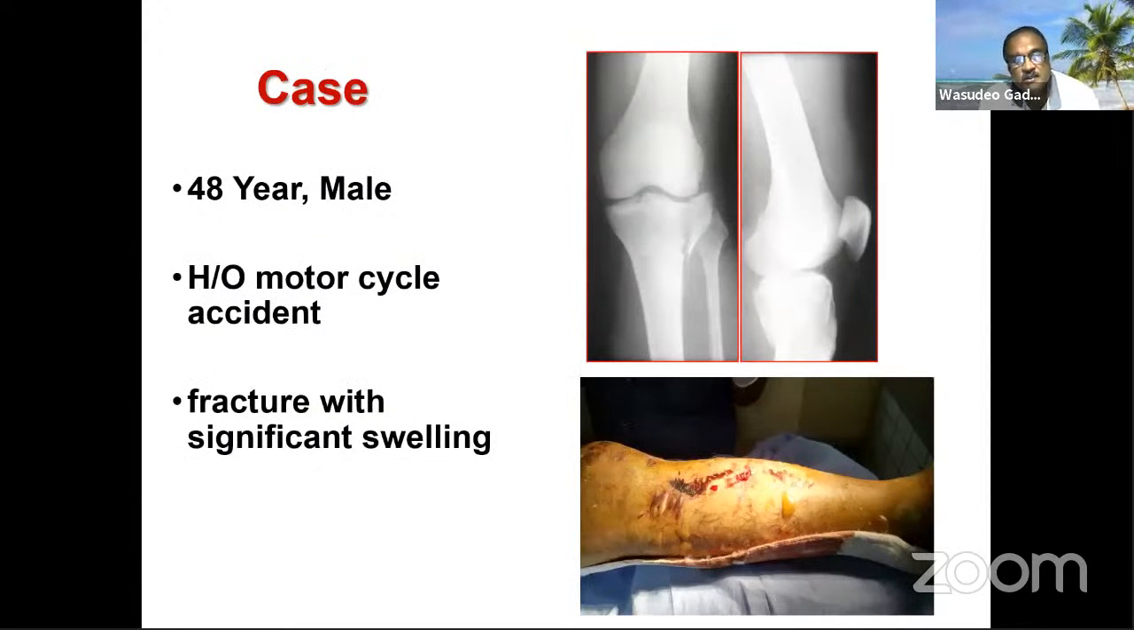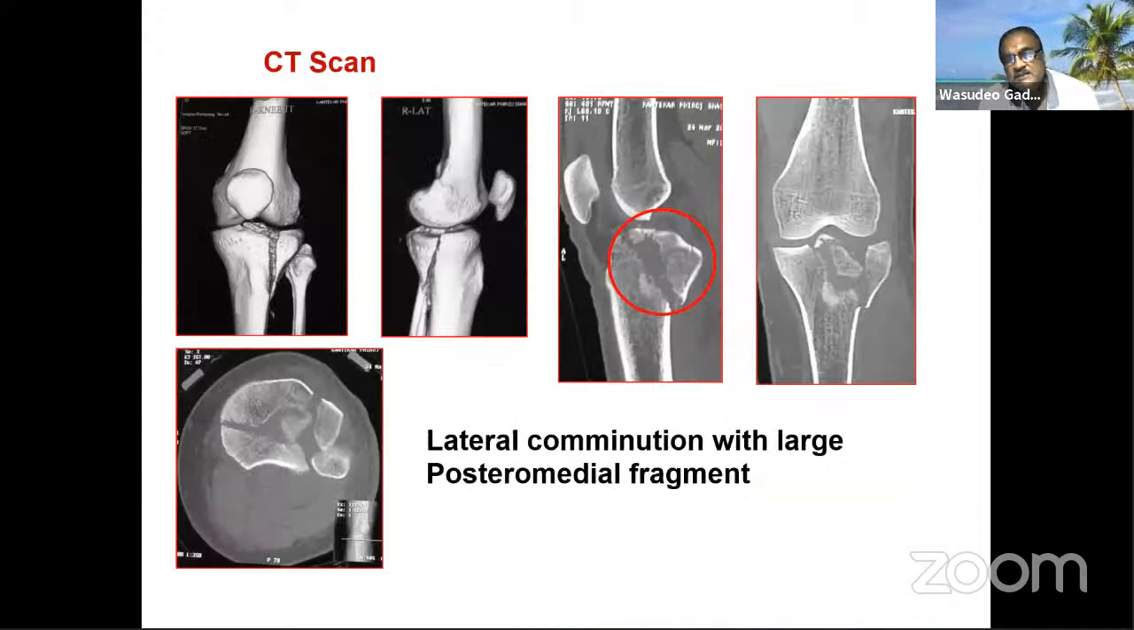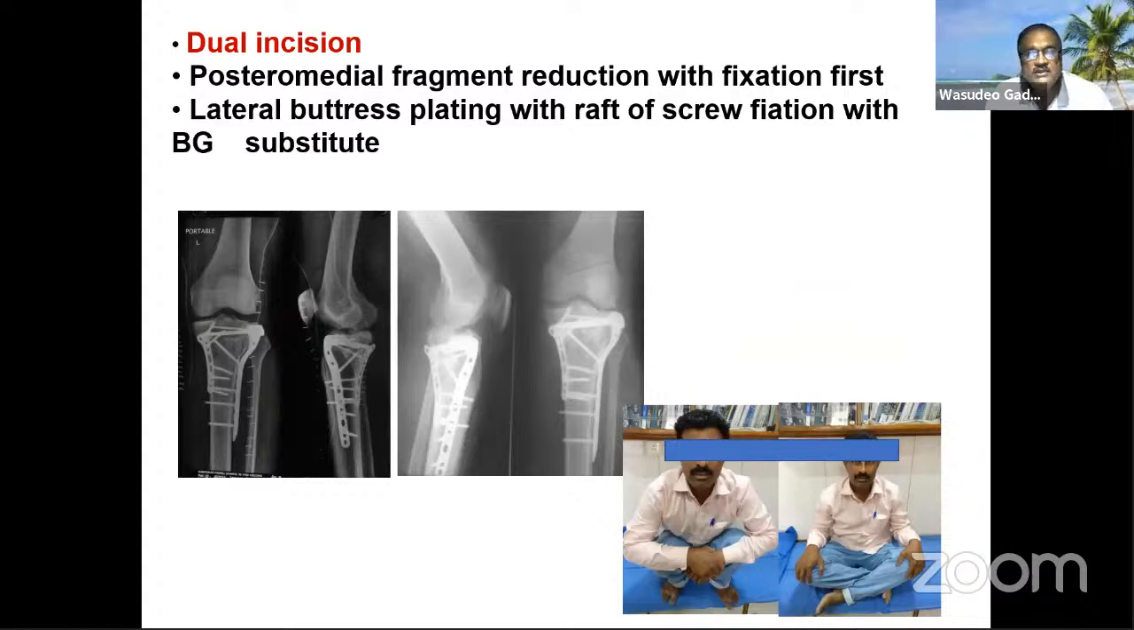This is case one. It looks like a very small fracture, but you can see with the CT scan everything has changed. It's a comminuted fracture, not only a split depressed fracture, but already the root has gone inside the bone. So this needs double plating, though it looked like a very simple fracture.